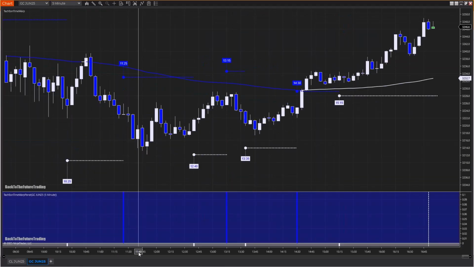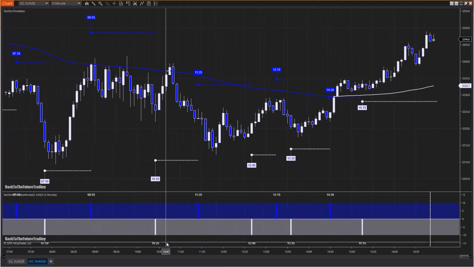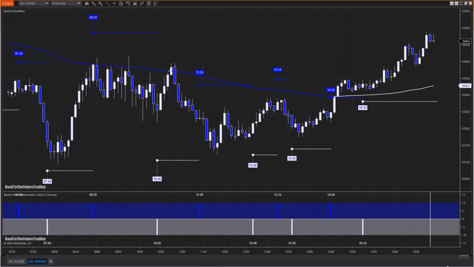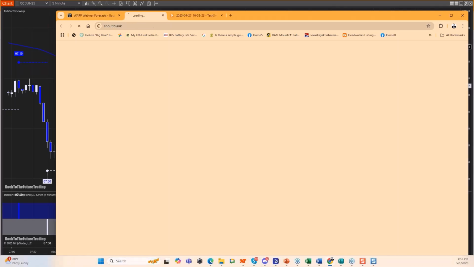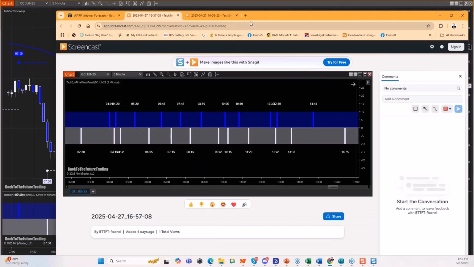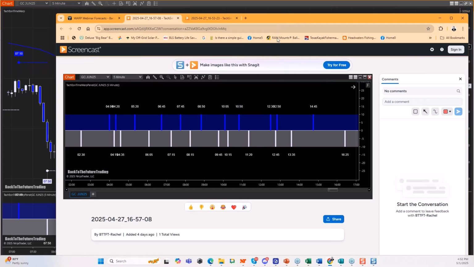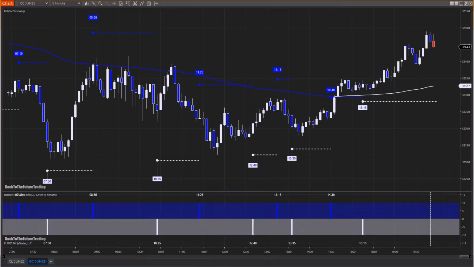On the 5-minute chart today for gold, these were the times we had told you about to watch for. So if we go back one last time for the experiment, this will be the last time, I promise. Gold 5-minute. These are those signals for today.